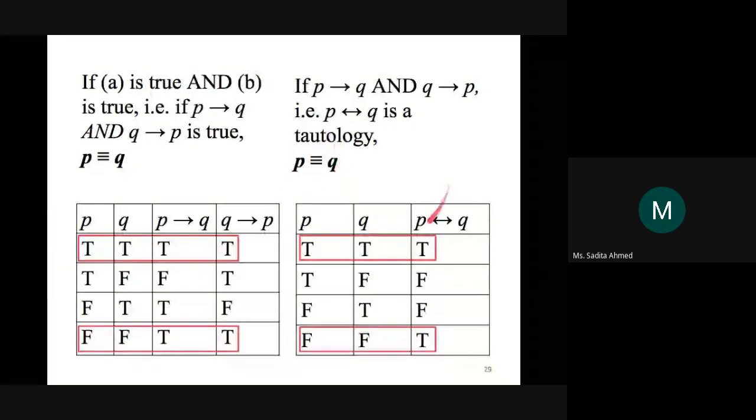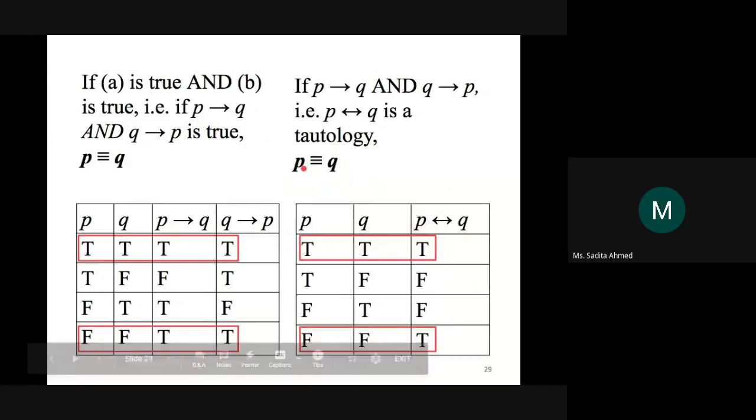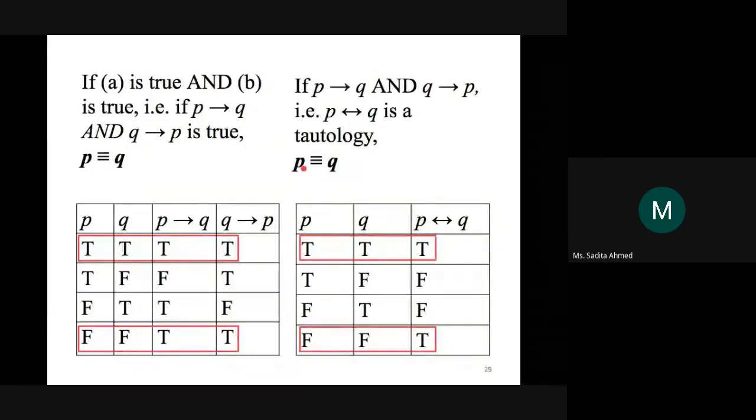As you can see, the biconditional is true when? In only those cases where P is equivalent to Q. So in order to, again, prove that P is equivalent to Q, all you have to do is show that the biconditional statement involving P and Q is a tautology, or it's true.